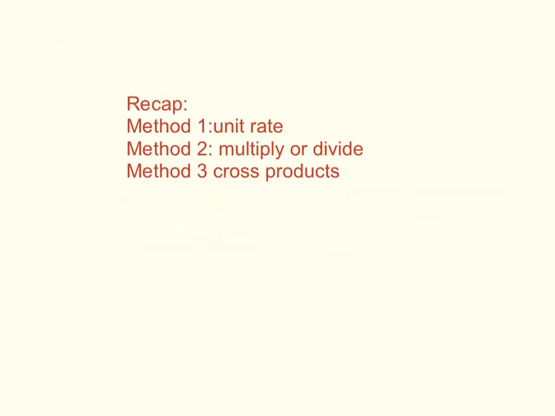To recap what we just learned, to find equivalent rates, we have 3 methods. Method 1 is to find the unit rate. Method 2 is to multiply or divide the top and bottom numbers. And method 3 is to use cross products. Which method you use depends on the numbers that you're given. Method 3 will always work no matter what numbers you have. Some of the other ones, method 1 or method 2, depends on the ease of numbers that are given to you.